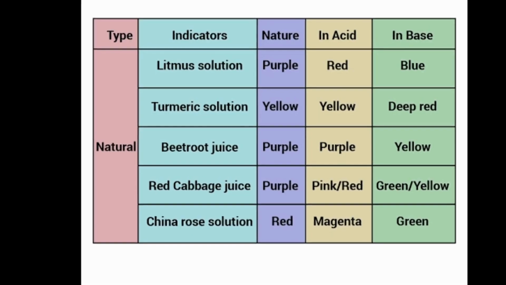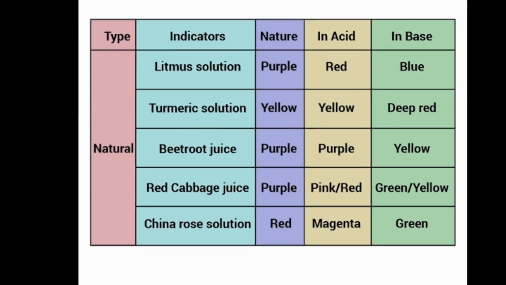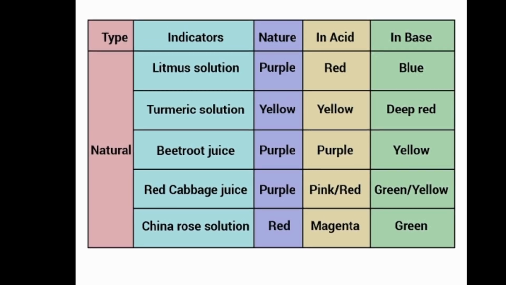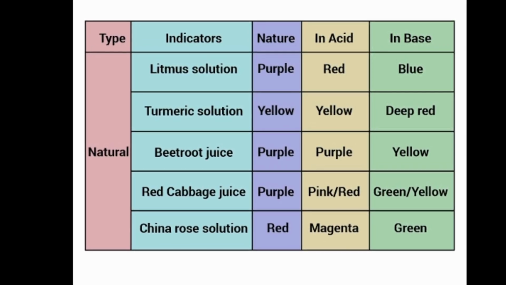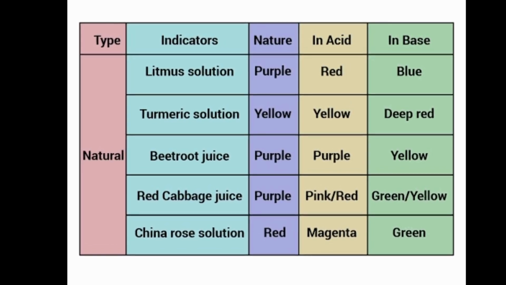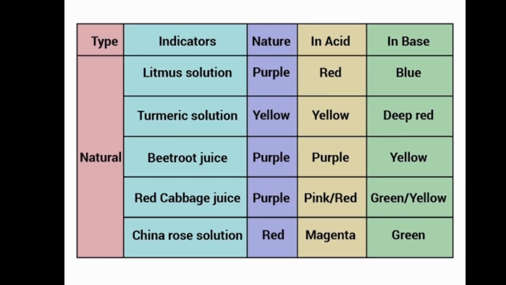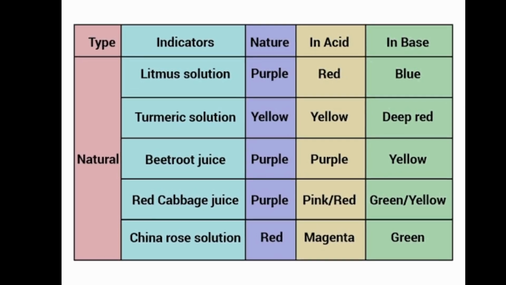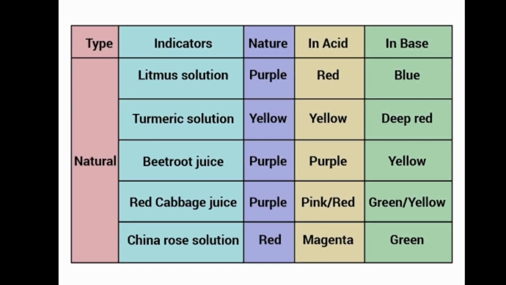There are other natural indicators like beetroot juice, red cabbage juice, etc. All of these help us to determine whether a solution is acidic, basic, or neutral. A small chart is presented to you to summarize the color change in acid, base, or neutral condition.